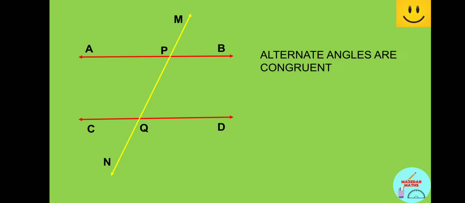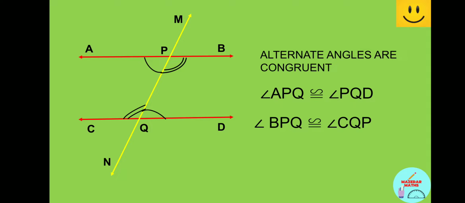Now the next, alternate angles. What was the shape? Do you remember? Alternate angles, Z shape. So let's see how we get the angles. Yes, APQ is congruent to PQD. The alternate angles are congruent. The next pair, Z shape: BPQ is congruent to CQP. That is, they are on the opposite sides. So you have to remember the shape Z for the alternate angles.